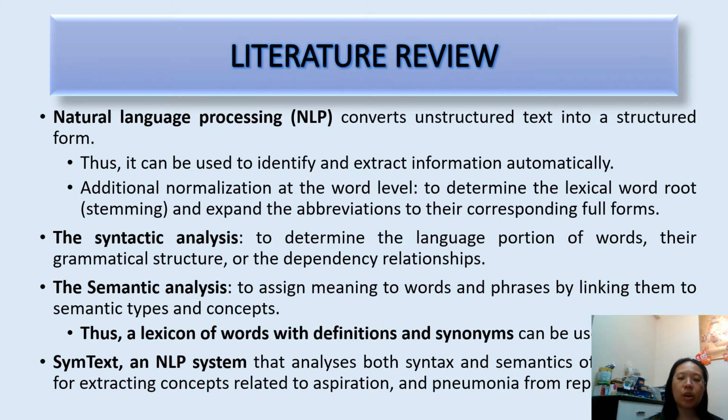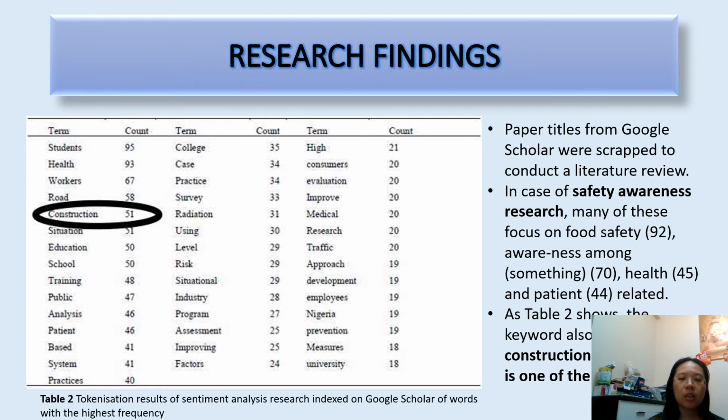Natural language processing tries to convert unstructured text into a structured form, so it can be used to identify and extract information automatically. There is additional normalization at the word level to determine the lemma, word root, and stemming, and to expand abbreviations to their corresponding full forms. For syntactic analysis, it tries to determine the part of speech of the words and their grammatical structure. Another type of NLP usually involved is semantic analysis, which assigns meaning to the words and key phrases and links them to semantic types and concepts. We also have a lexicon of words and definitions of synonyms that can be used in natural language processing research as well.